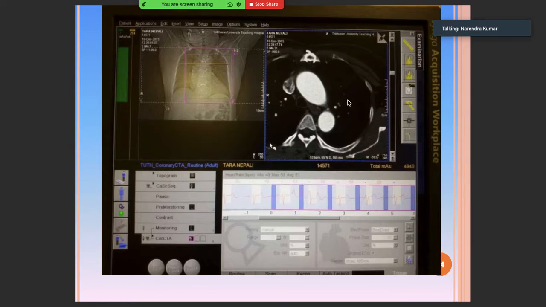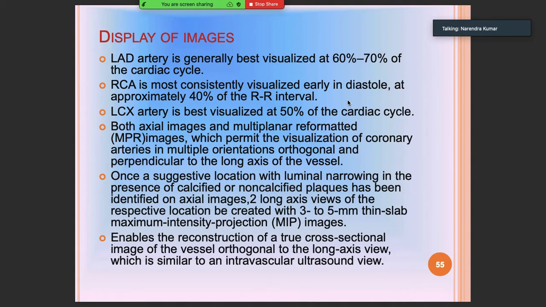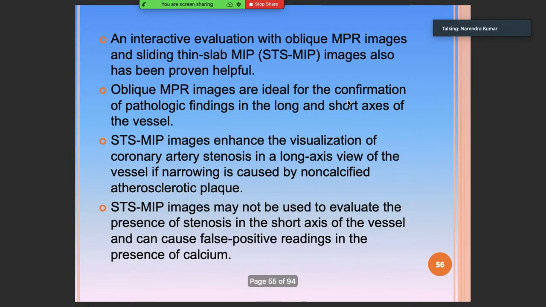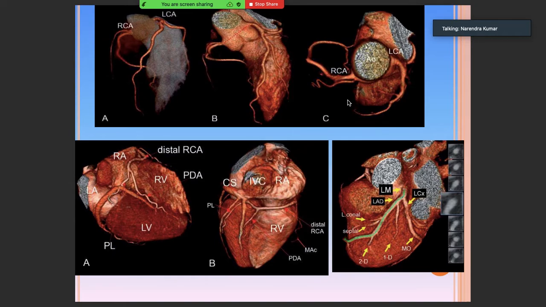So among the display of the images, as we can already see, we are aware that the LAD artery is best visualized at almost around 70%, so 2/3 of this cycle. However, the RCA is visualized early in the diastole, like 40% of the RR interval, and similarly the LCX is at around 50%. So not all the coronary arteries are going to be visualized throughout the cycle. There are different areas in which they will be visualized better, and that's why it is important to be able to time in which segment which is being visualized.